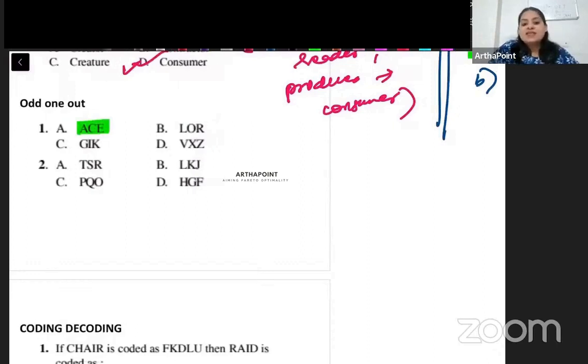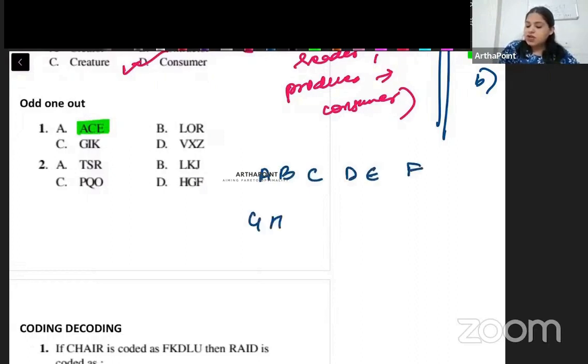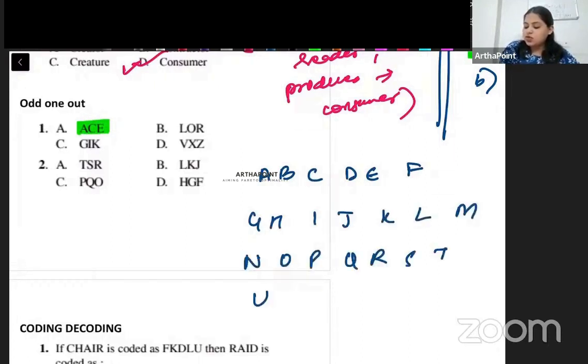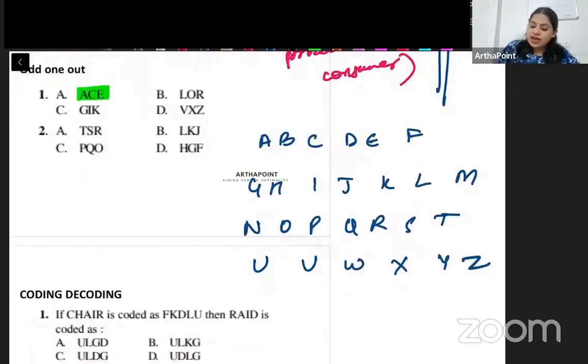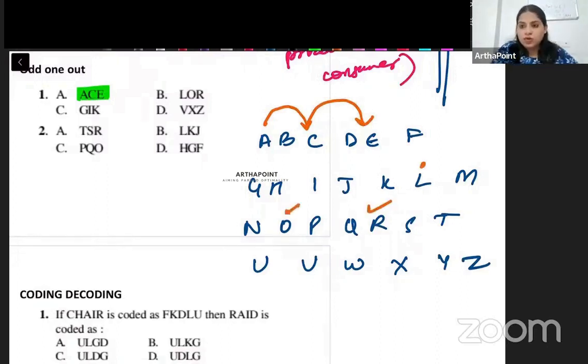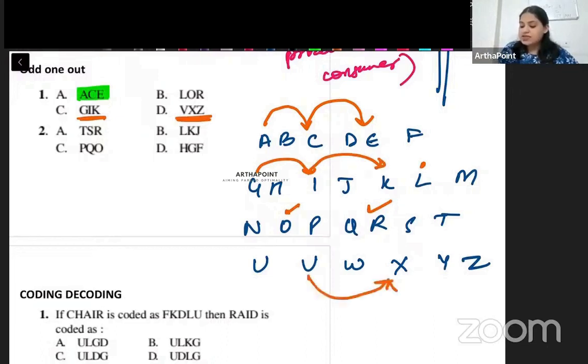It says A, C, E. So if I make an alphabetical order, A, B, C, D, E, F, G, H, I, J, K, L, M, N, O, P, Q, R, S, T, U, V, W, X, Y, and Z. So beta, if you see A, C, E, so A, एक skip किया, C, एक skip किया, E. L, O, R: दो skip किए, दो skip किए, and you skipped again 2 and you got R. Beta, G, I, K, एक skip किया I, एक skip किया K. V, X, Z, एक skip किया X, एक skip किया Z.